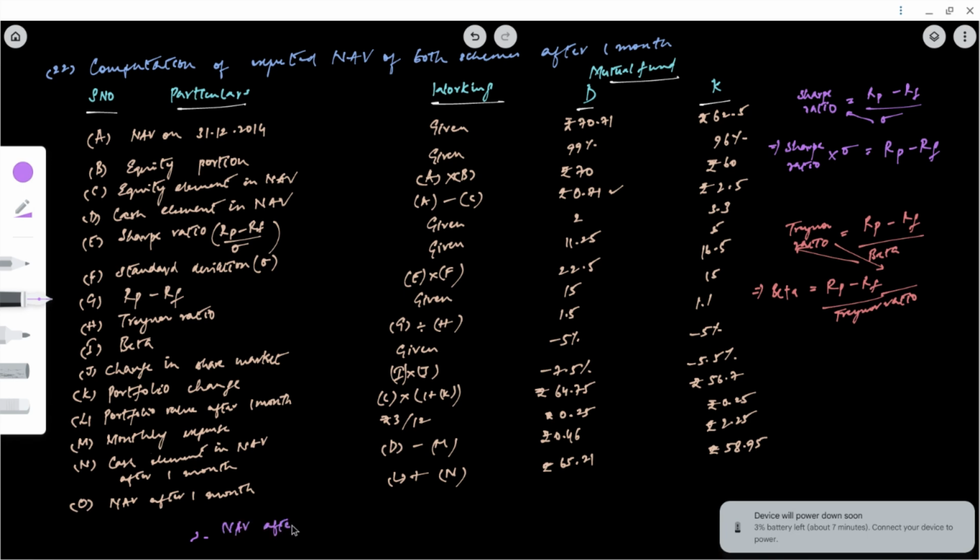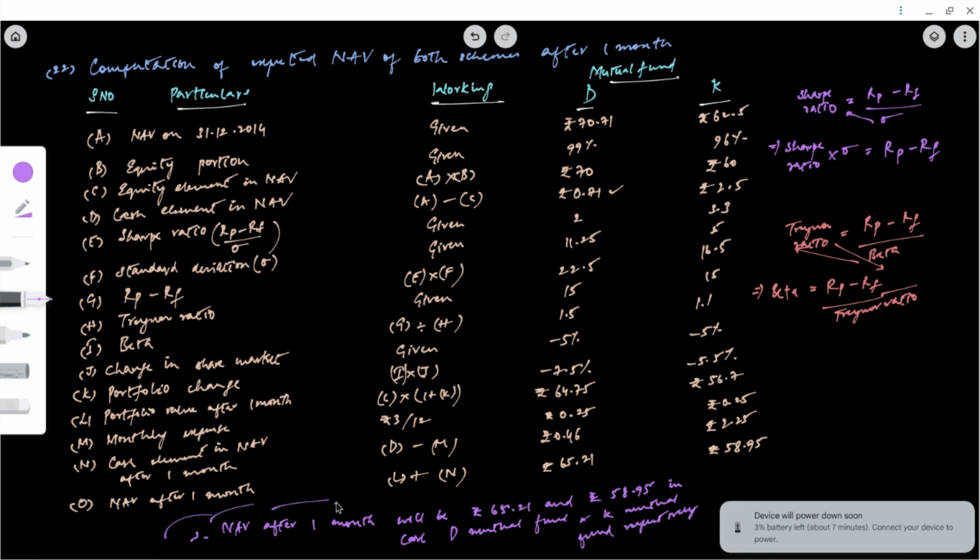Therefore, NAV after 1 month will be rupees 65.21 and rupees 58.95 in case of D mutual fund and K mutual fund respectively, right? So the answer is 65.21 and 58.95. This is the solution to the problem.